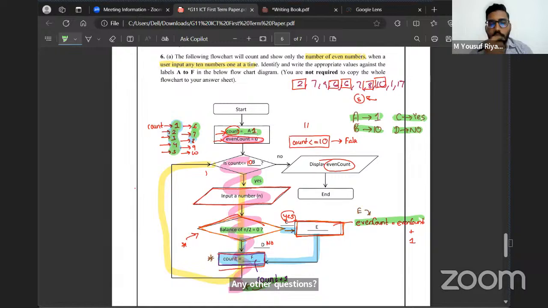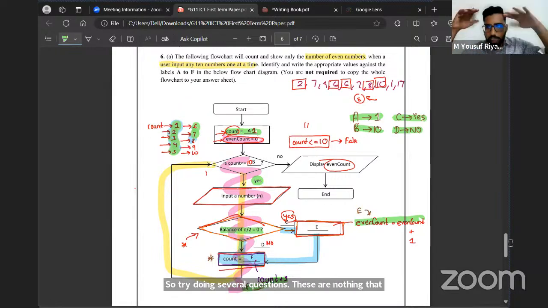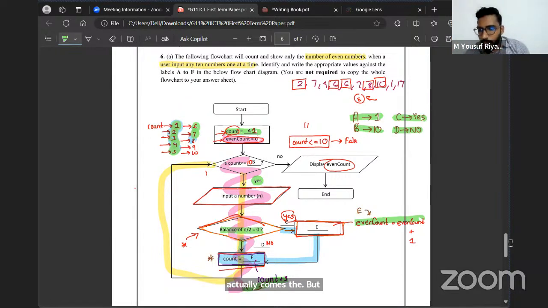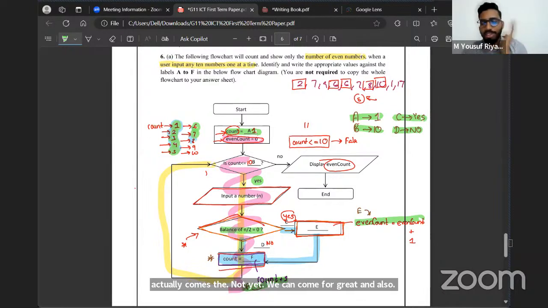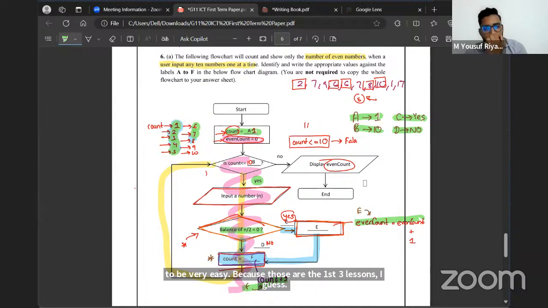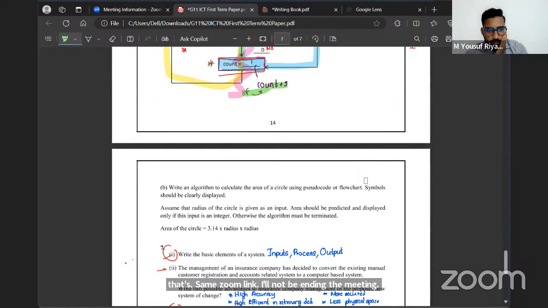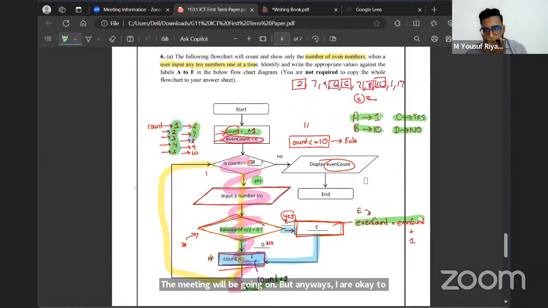Always, like I tell in the class, you become perfect in programming by doing several questions. So try doing several questions. We can come for grade 10 also. Yes, y'all can come for grade 10 as well, but grade 10 is going to be very easy because those are the first three lessons, I guess. That'll be at the same Zoom link. I'll not be ending the meeting. The meeting will be going on. But anyways, I'll go over the programming questions, I mean this part.